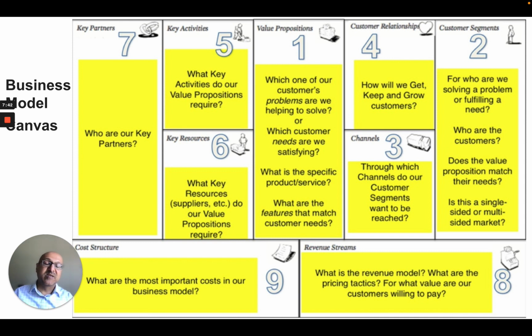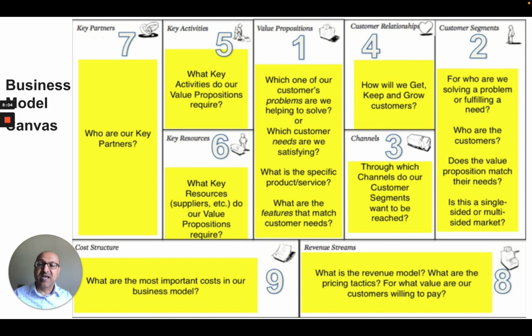Box 8 is about revenue streams. So what's our revenue model? How will we make money? What's our pricing model or tactic? What elements or values are our customers willing to pay? And we have to look at the price elasticity of those customers as well.